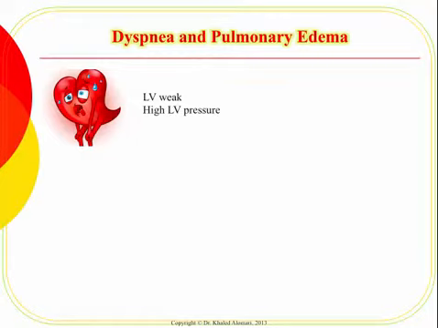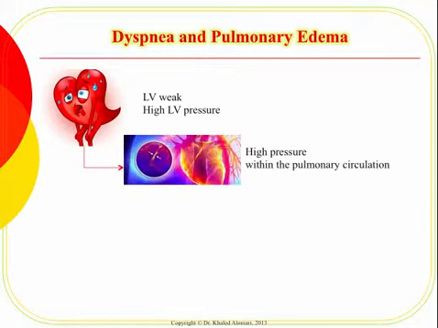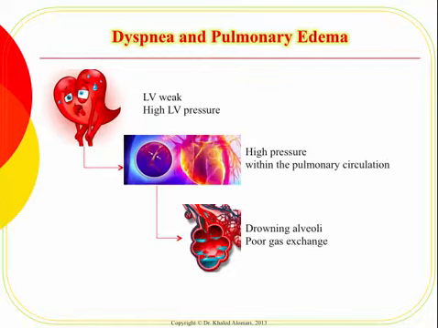The other one is the dyspnea and pulmonary edema. Again, when the heart is weak, the left ventricle hypertrophy, increase the pressure. That pressure travels to the pulmonary circulation. When the pressure increases in the pulmonary circulation, then the serum will leak, and so the fluid will move from the blood to the alveoli, so the alveoli are drowning, and now there will be poor gas exchange, so there's less oxygenation, and that's why the patient feels the dyspnea.